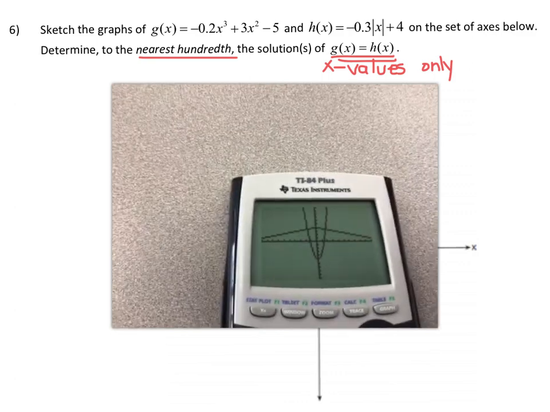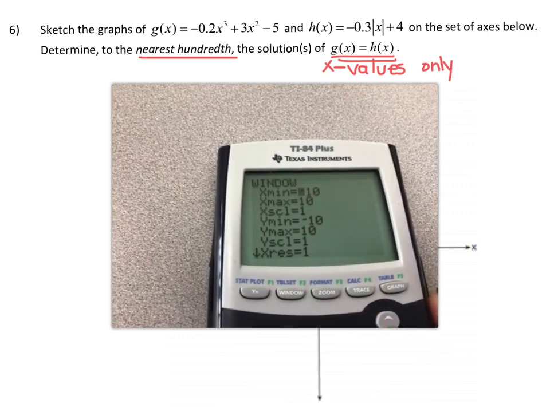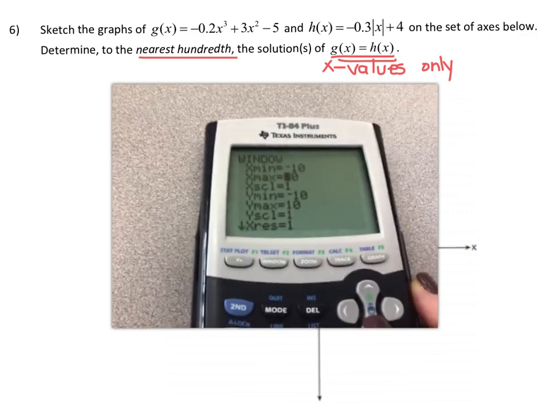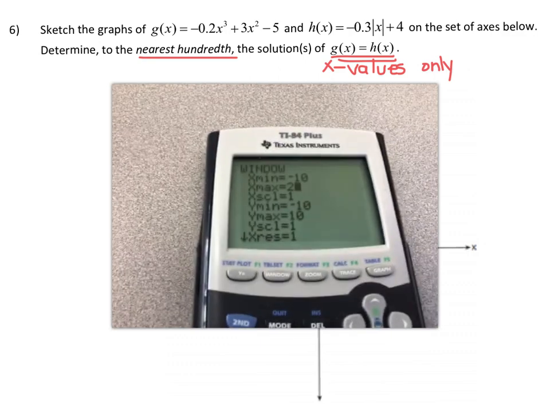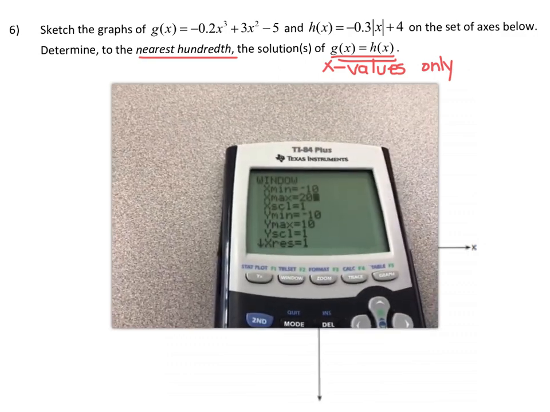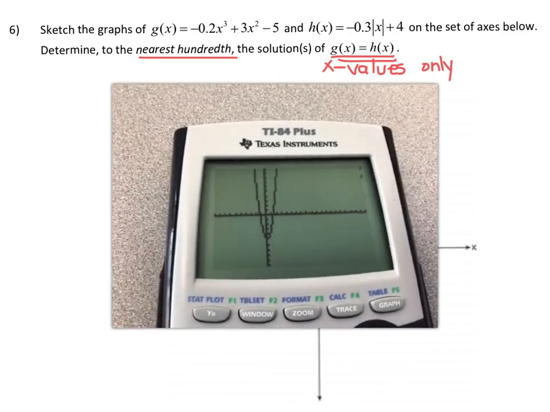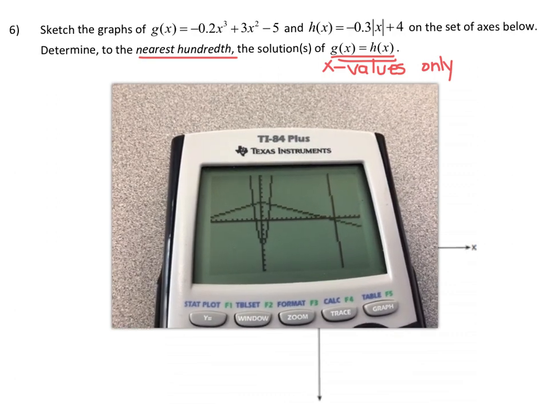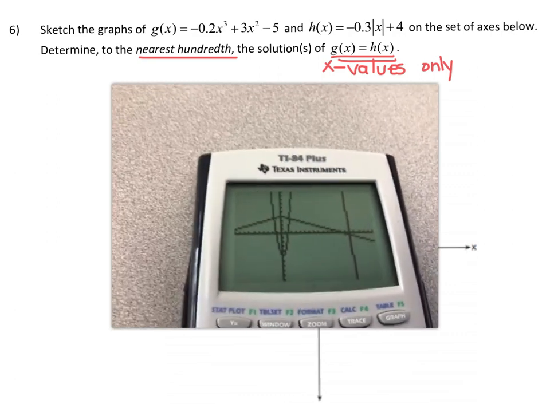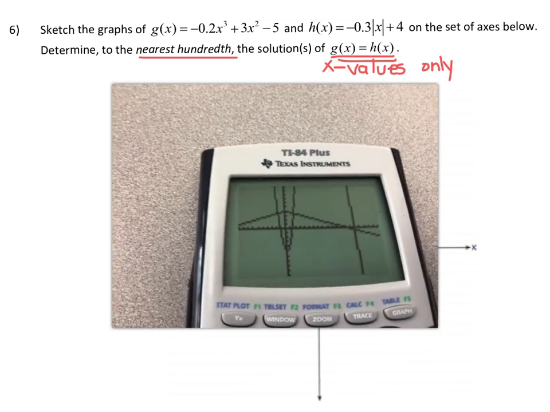So let's see, I'm going to go up here to window, see where it says window, and my x maximum is currently at 10. Let's make it 20. Let's see what happens. I'm going to make that a 20. Okay, and now let me hit graph. And let's see if we see a little more going on. There we go. Okay, so you really got to think about that. You can't just be like, oh, look at that. That's what I see on my screen. There's only 2 points of intersection. Okay, this is a cubic.